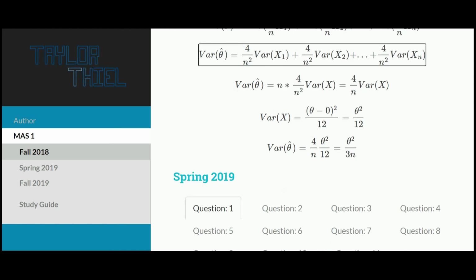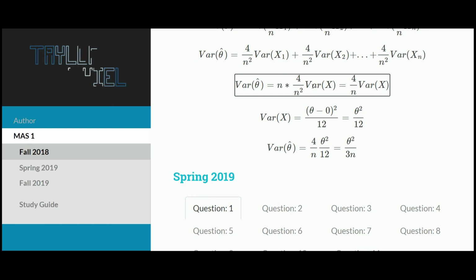Furthermore, we know that the variance of x1 is equal to the variance of x2 because they're all samples from the same target distribution. So really this is just the variance of x, and it's 4 over n squared times the variance of x, plus 4 over n squared times the variance of x, all the way up until n times. And so we can actually simplify this to be 4 over n squared times the variance of x multiplied by n. The n's cancel, and then all we're left with is 4 over n times the variance of x.